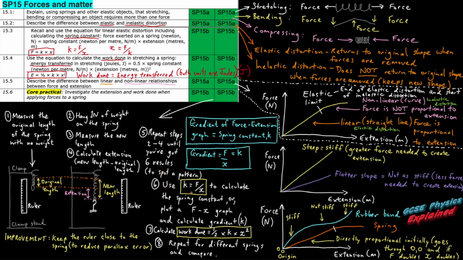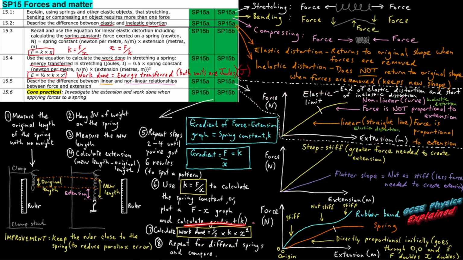Then for your 6th mark, tell the examiner you're going to use K equals F over X. So just make sure you put that in just for an extra mark. And you'll be able to calculate the spring constant K. Or they might be specific and say they want you to plot a graph. So you'd have to plot a force against extension graph, just like this over here.